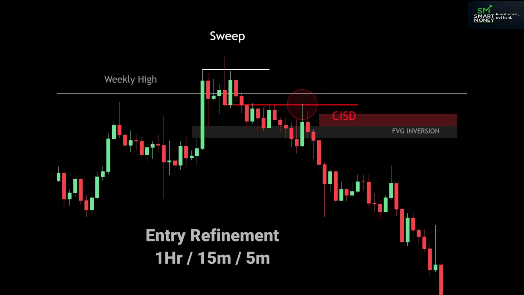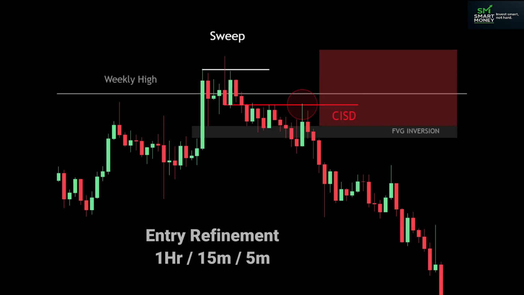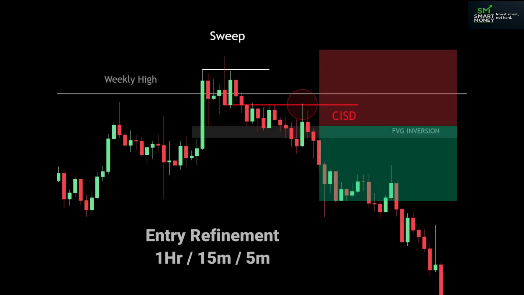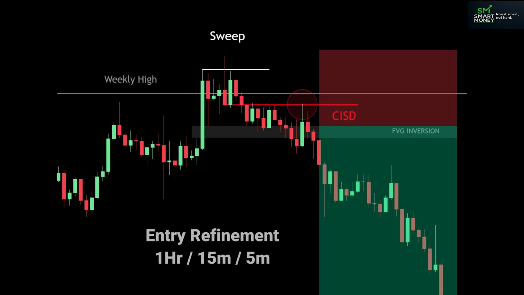Stop loss goes just above or below the sweep zone, and your profits can be a 1-to-1 consistency, or you can target the untouched opposite side of the weekly candle. That is the full system.